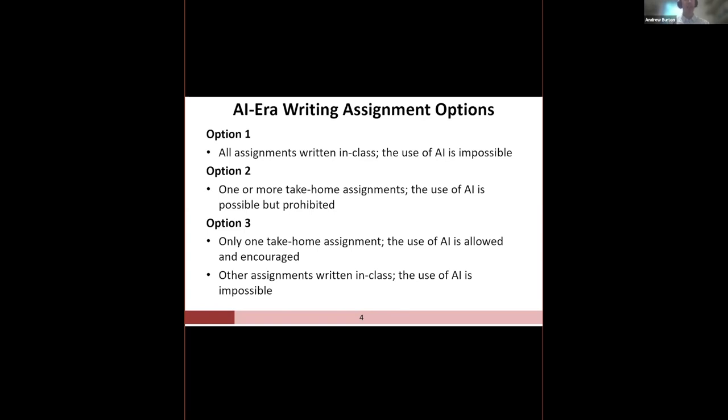So that's how I see writing assignment options in the AI era, at least from my standpoint. And now I'm going to talk about implementation. How have I gone about implementing this third option?